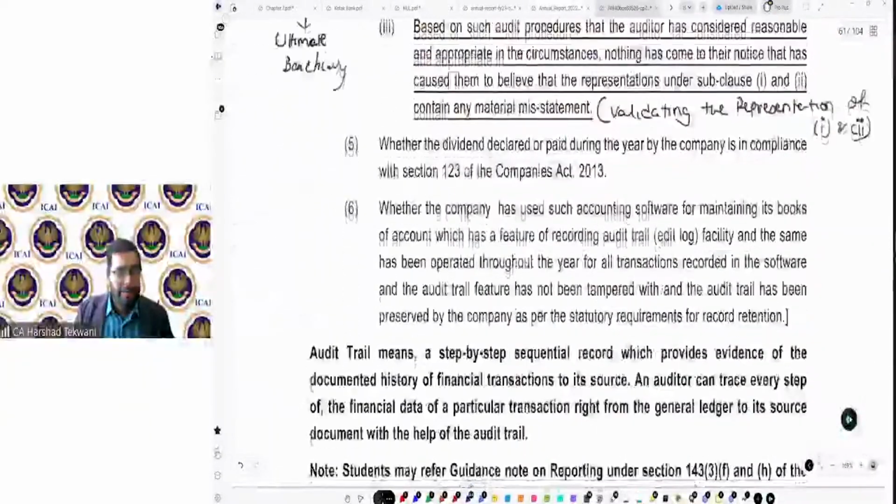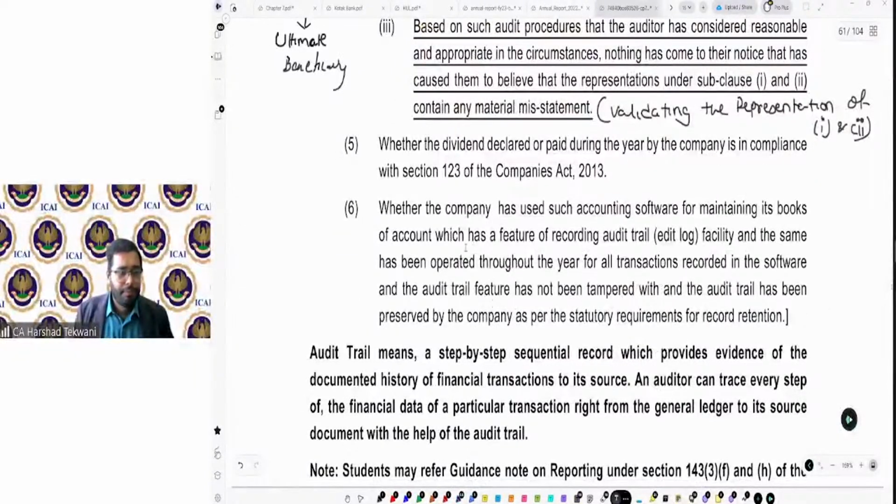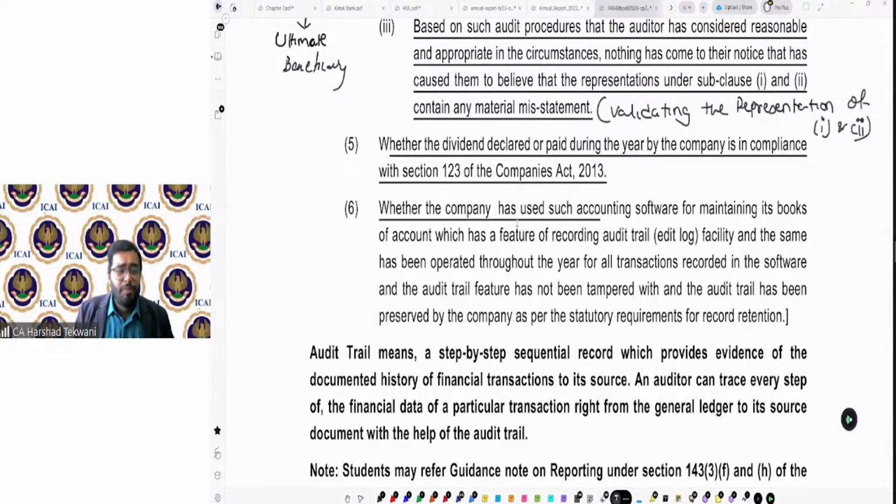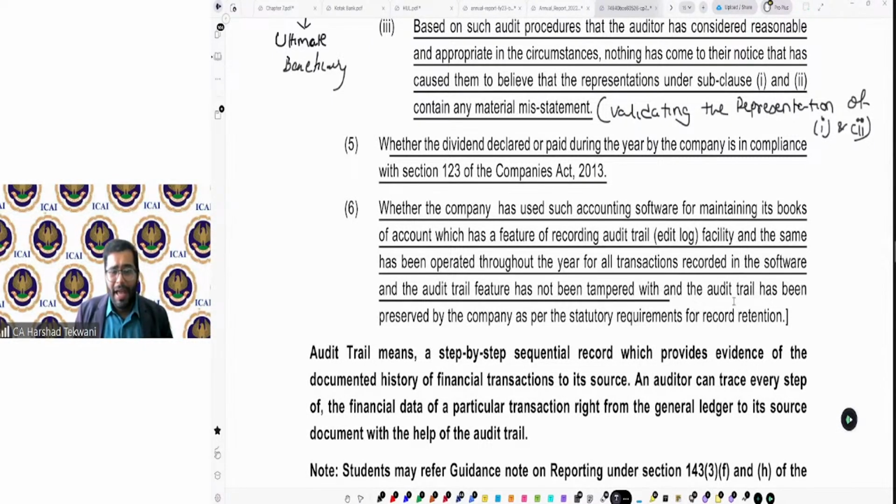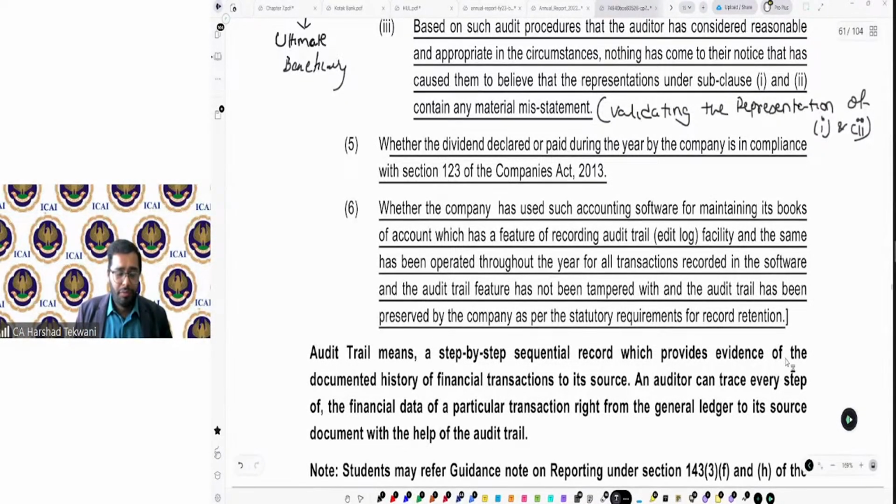Then we have whether the dividend declared or paid during the year by the company is in compliance with section 123 of the Companies Act. Dividend paid or declared, if any. And the last one is whether the company has used accounting software for maintaining its books of account, which has a feature of recording audit trail facility, and the same has been operated throughout the year for all the transactions recorded in the software, and the audit trail feature has not been tampered with, and the audit trail has been preserved by the company as per the statutory requirement of record retention. So audit trail. Okay, last one.